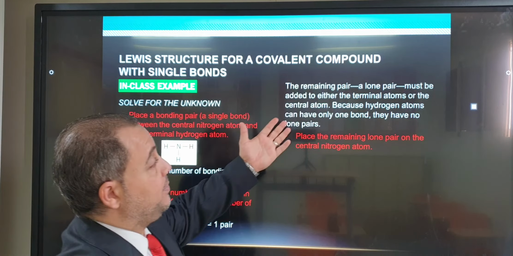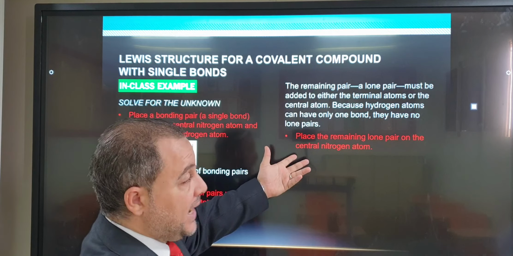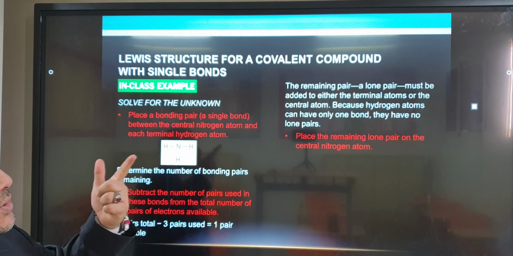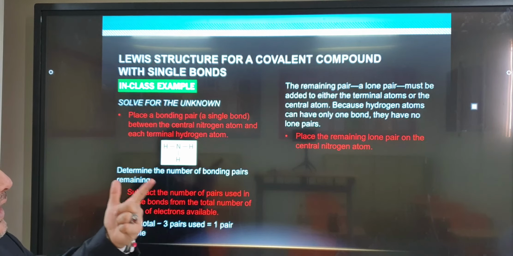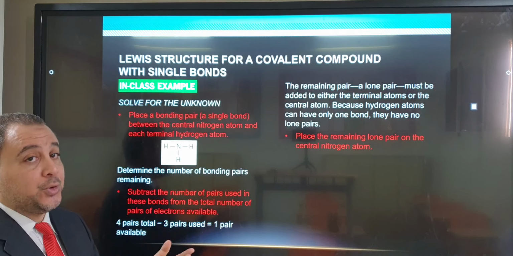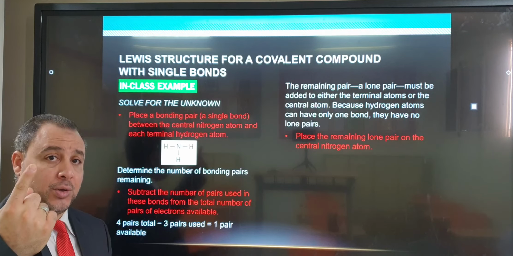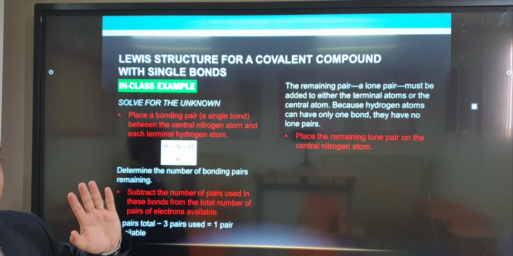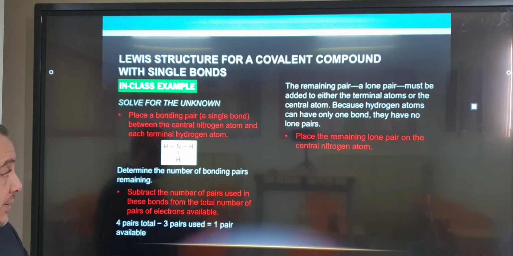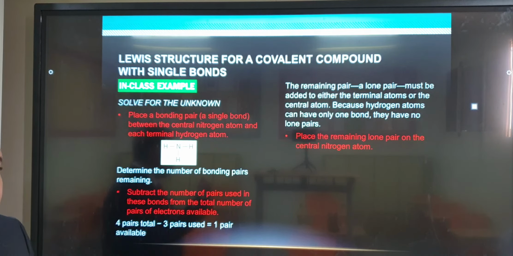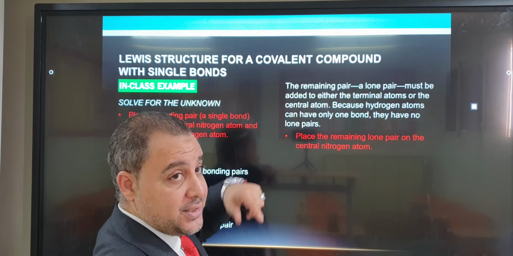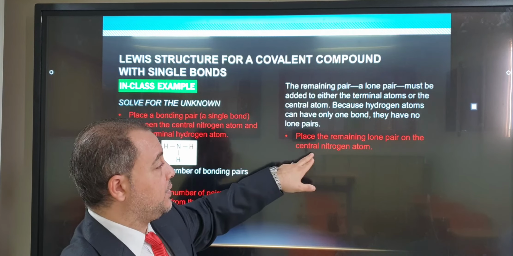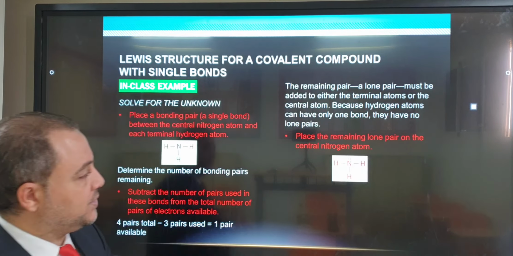After that, the remaining pair, a lone pair, must be added to either the terminal atoms or the central atom, because hydrogen atoms can have only 1 bond. Hydrogen has no lone pairs because it needs 1 electron only to be completed. So these 3 hydrogen atoms are completed. But the nitrogen needs 2 more electrons. So place the remaining lone pair on the central nitrogen atom, not on hydrogen.